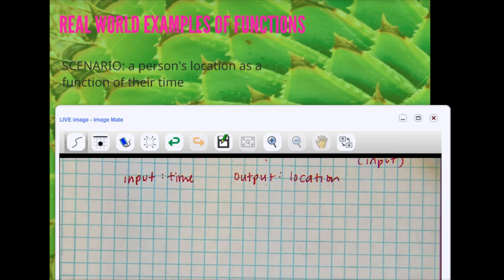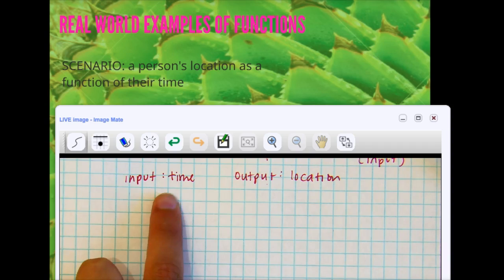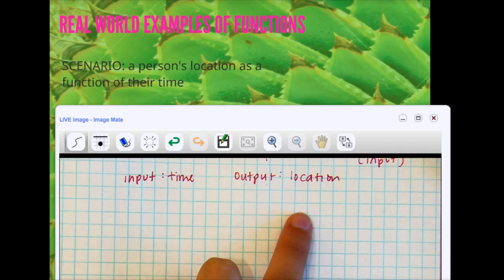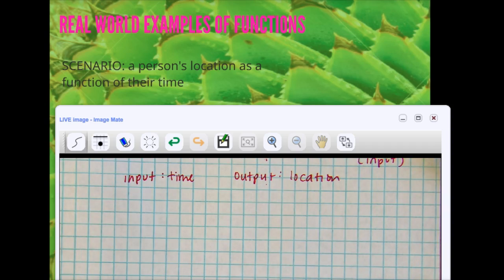If you determined that the input is time and the output is location, you are correct. So in this case, time isn't going to change based on where I am. Time is going to keep moving no matter what. But my location might change based on what time of day it is.